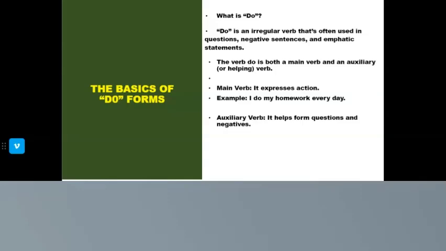Then, as an auxiliary verb, do helps to form questions and negatives. For example, do you like pizza? This is a question. Do you like pizza? Now, another example, she does not know the answer. In this case, you are using do to form a negative. Now, let's move on to look at do in the present tense.